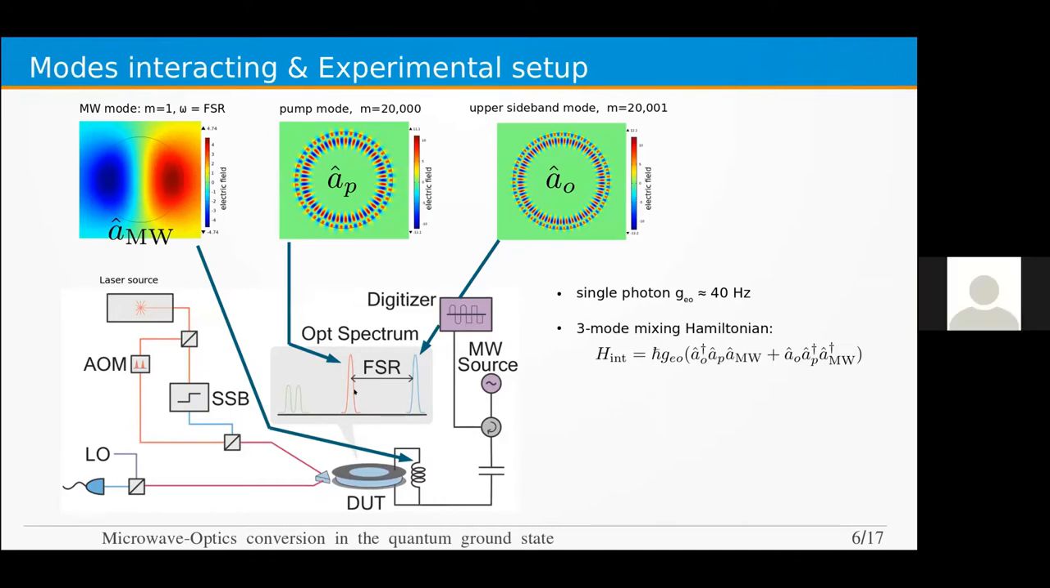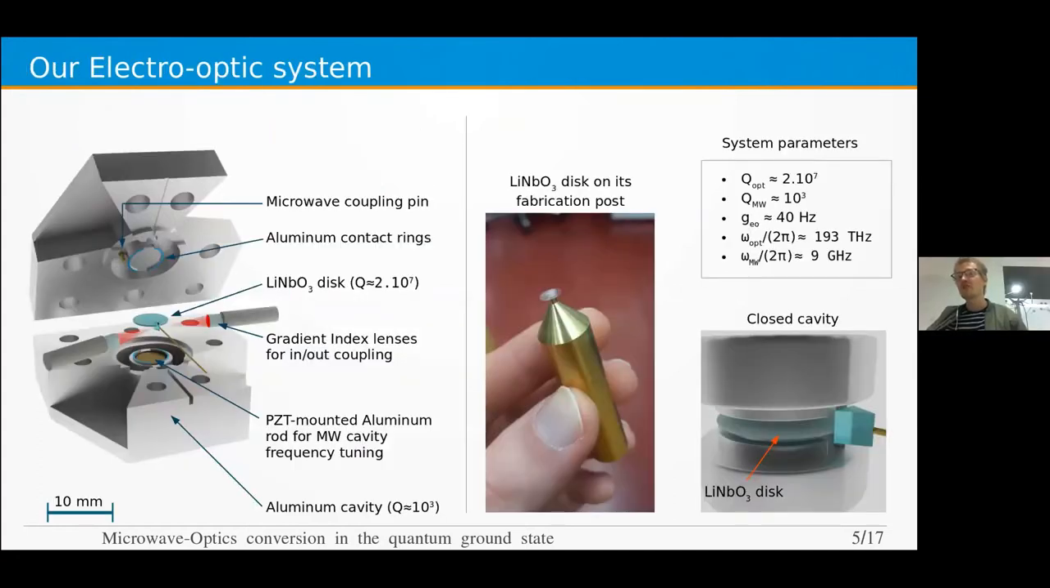What do you tune, actually? Sorry, I don't get it. What do you tune to adjust this coupling? To adjust the coupling, we tune the position of the prism. You see that the prism is attached to a rod. It's not shown here, but the rod is attached to a piezo positioner, and we can push it towards the disk or away from the disk. This allows us to tune the optical coupling. Interesting. Thank you so much for the answer.